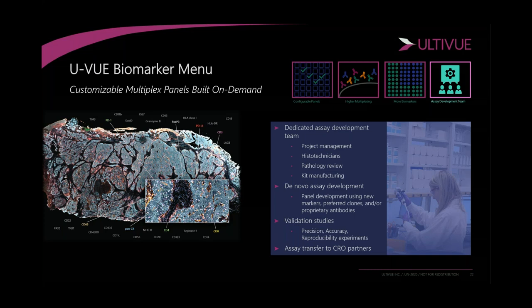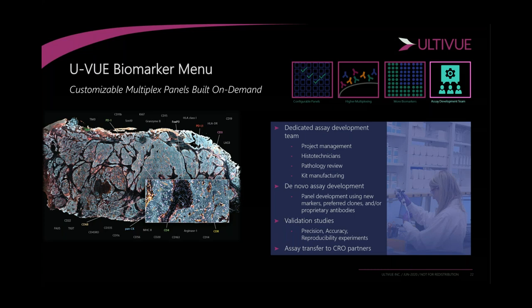So with this dedicated assay development team, when you engage with us for a UView project, you get a dedicated project manager, histo technicians that are experienced in both bright field and fluorescence assays. You get milestone-based pathology review and a dedicated manufacturing team for kitting the end result right before we deliver it to your lab. In addition, if you're going to be engaging in a UView project, but you want to use a marker that's not in that menu yet, or you have a preferred clone you absolutely need to use, or you've developed your own clone, those are options too.